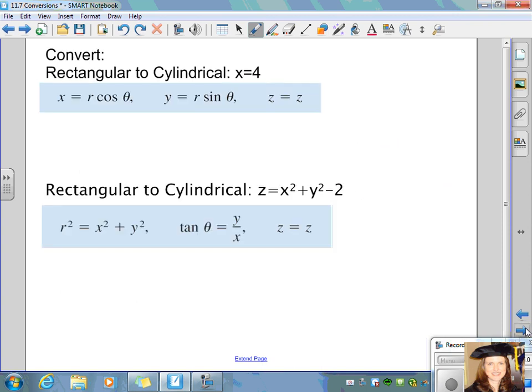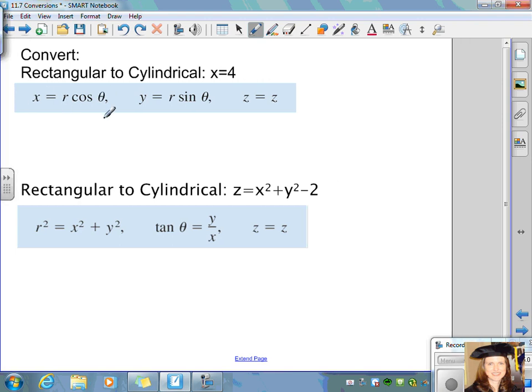All right, on this one, we want to convert these surfaces in one system to the other system. The first is the rectangular surface x equals 4. That's a plane in space. We want to convert that to the cylindrical coordinate system. The conversion equation we can use is the first one, x equals r cosine theta. So we're going to have x equals r cosine theta.